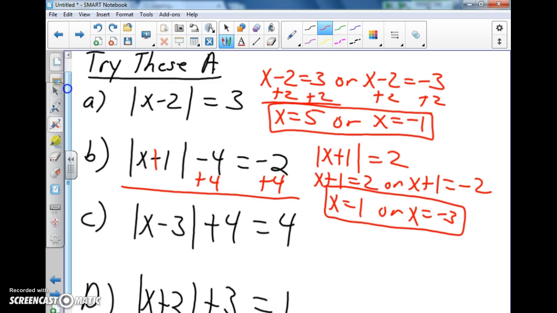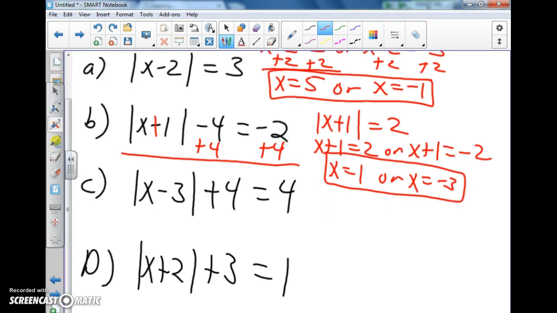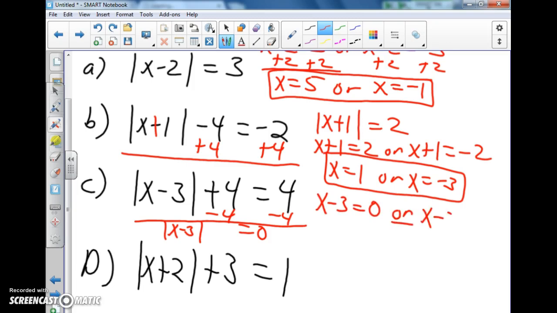All right, so let me ask you, is the absolute value by itself? All right, so what do you have to do? Subtract 4, right? Subtract 4 from both sides. Good job. So you should get the absolute value of x minus 3 equals 0. Now drop the bars, write it down twice. So you got x minus 3 equals 0, or x minus 3 equals negative 0.